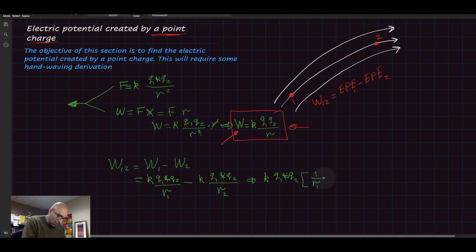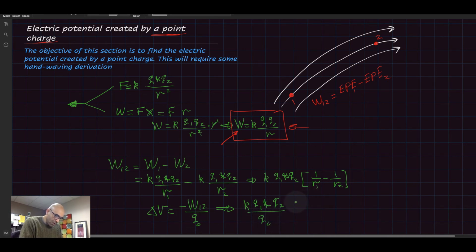1 over R1 minus 1 over R2. Okay, so that's actually, we just took the common terms out of each term, K, Q1, Q2, right? Now, we learned also that delta V is equal to what? Delta V is equal to minus W12 divided by one of the charges, which we call Q0, okay? So we can actually take this here and do that. So K Q1 times Q2 divided by Q0, okay?